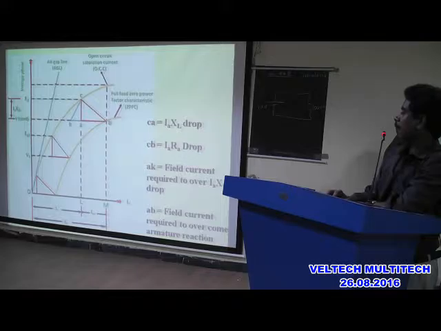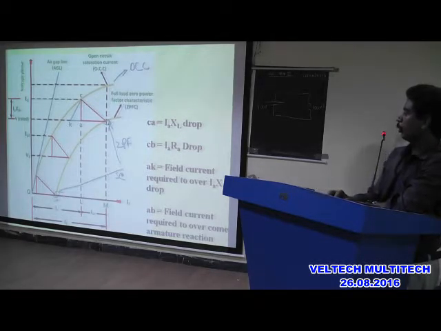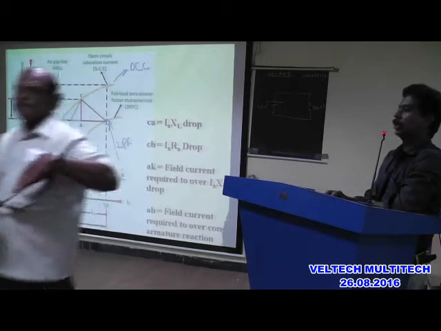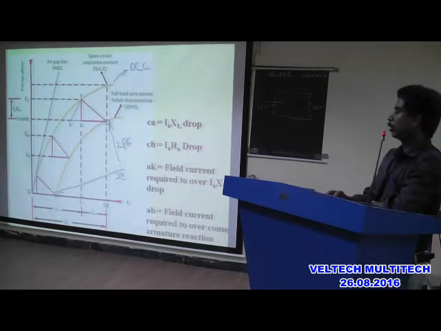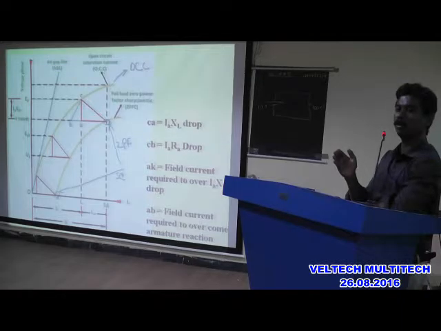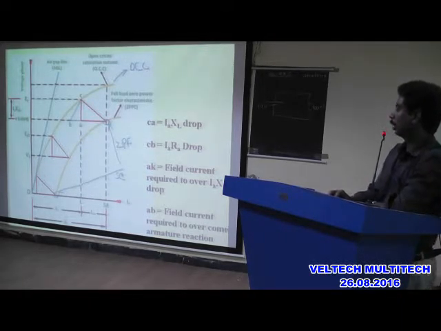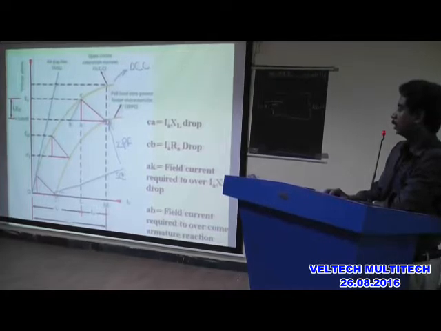Next you have to locate this point. This point you can locate from short circuit test data. In short circuit, what is the voltage? Voltage is zero. There will be some field current. So that field current you can put here, but the voltage is zero on the y axis. So zero voltage, that field current.